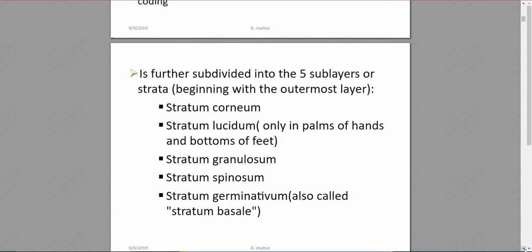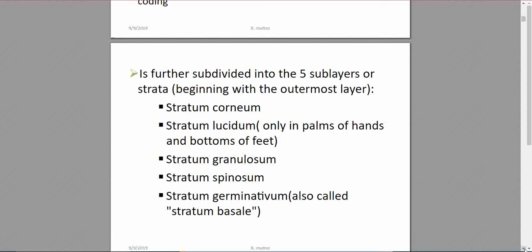So we're going to have the 5 subdivisions of the epidermis. There are 5, and you need to know them for the basis of anatomy and physiology. So we have the stratum corneum, then the stratum lucidum, only in the palms of the hand and bottom of the feet. Then stratum granulosum, stratum spinosum, and stratum germinativum, or what is called stratum basale.